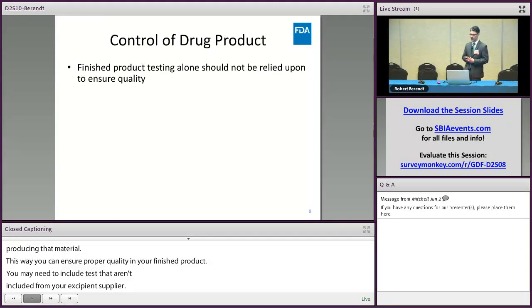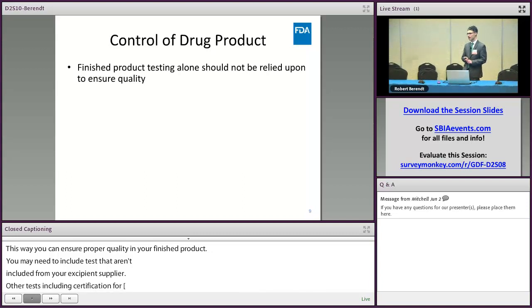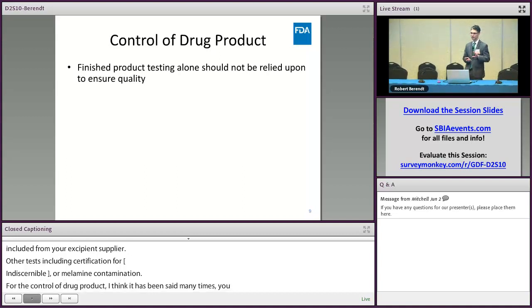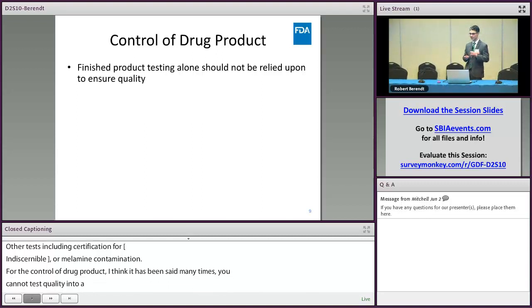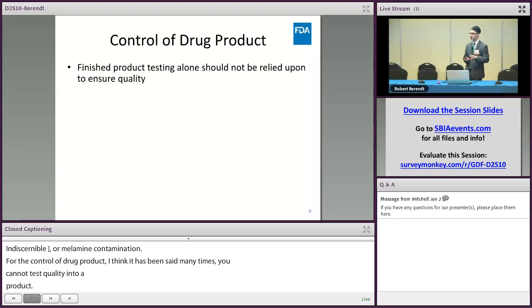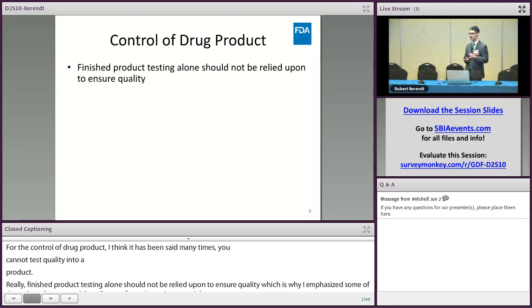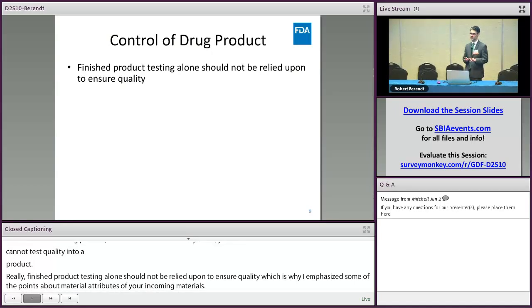For the control of drug product, I think it's been said many, many times, you cannot test quality into a product. So really, finished product testing alone should not be relied upon to ensure quality, which is why I emphasize some of the points about material attributes of your incoming materials. Although it's not a focus of the drug product quality review, we do interface very closely with the manufacturing process reviewer to determine how the raw materials and the formulation come together and are manufactured to produce a product quality that should be adequate and safe.